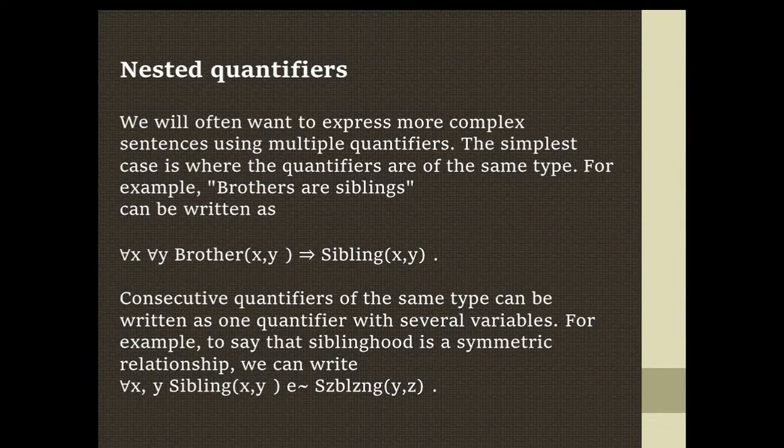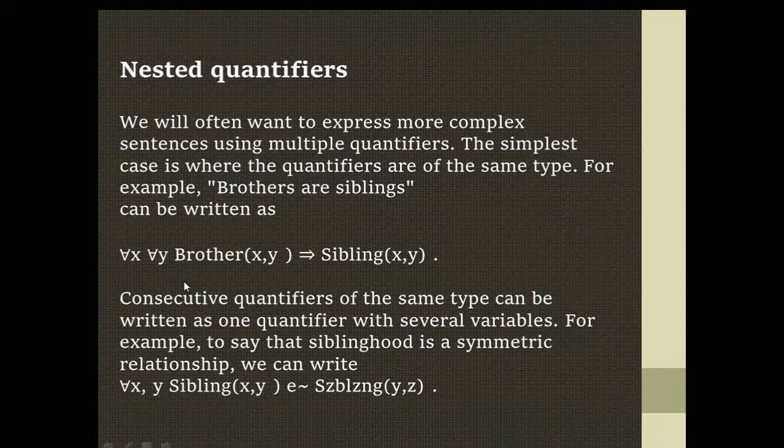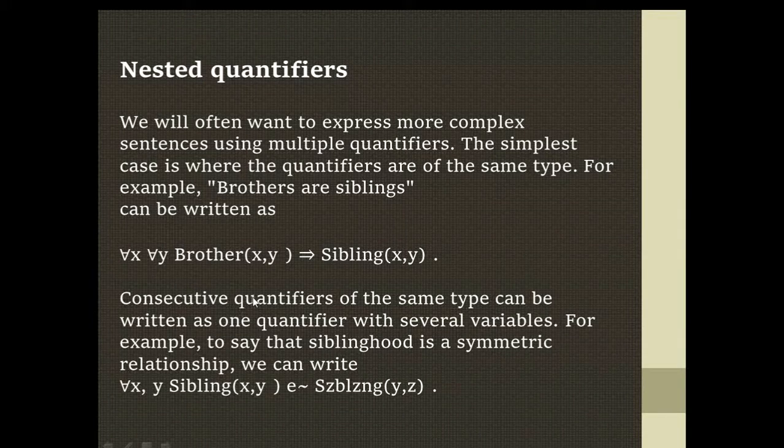Nested quantifiers. We will often want to express more complex sentences using multiple quantifiers. The simplest case is where the quantifiers are of the same type. For example, brothers are siblings can be written as for all x, for all y, Brother(x, y) implies Sibling(x, y). Or, for all objects x and for all objects y, if x is a brother of y, that implies x and y are siblings.